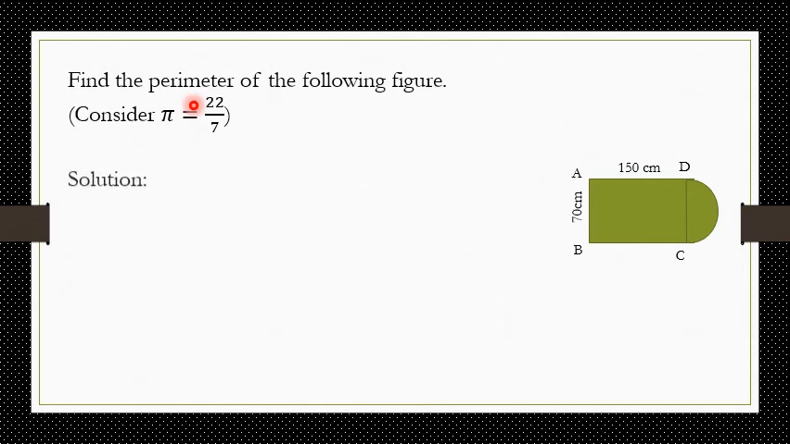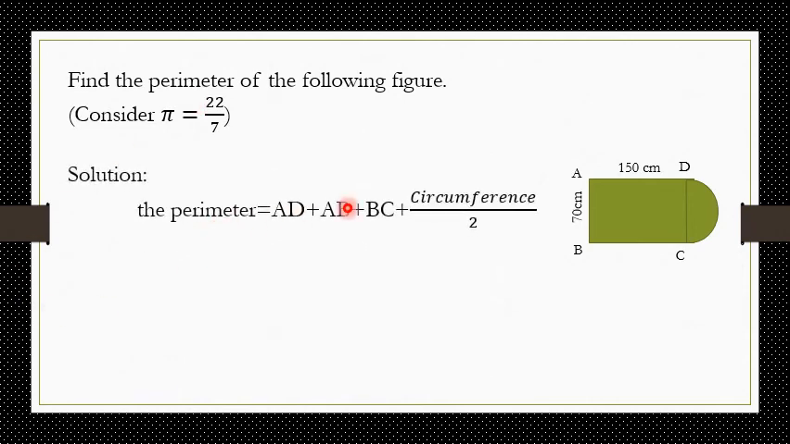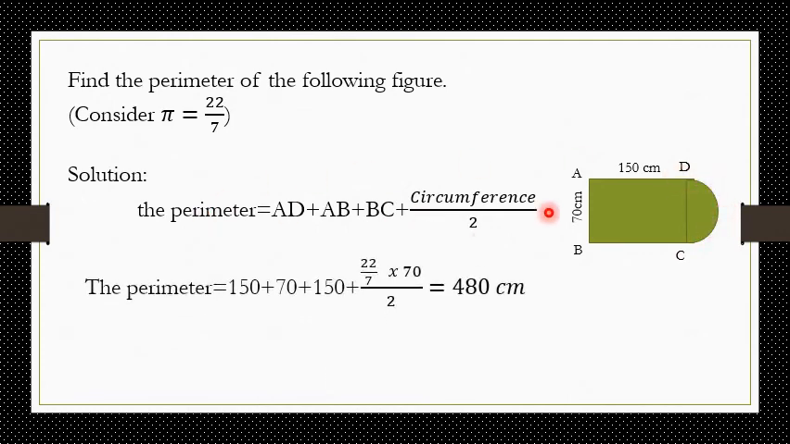Consider pi equals 22 over 7. Solution: at first the perimeter equals AD plus AB plus BC plus circumference divided by 2. We have AB equals 70 centimeter and AD equals 150 centimeter and BC equals 150 centimeter. So the perimeter equals 150 plus 70 plus 150 plus 22 over 7 by 70, all of them divided by 2. It will be 480 centimeter.